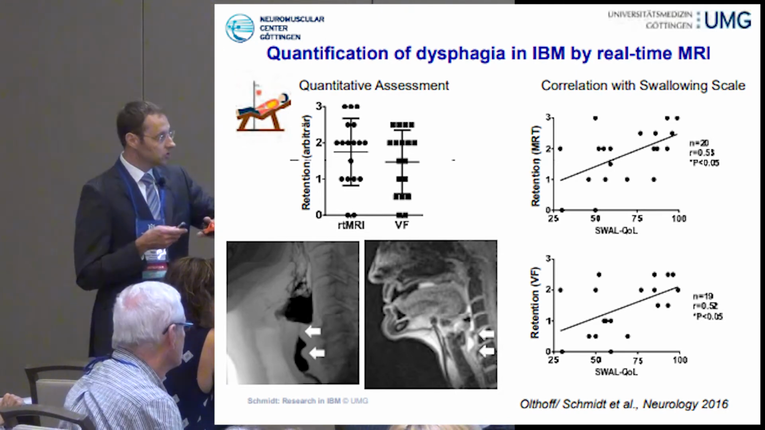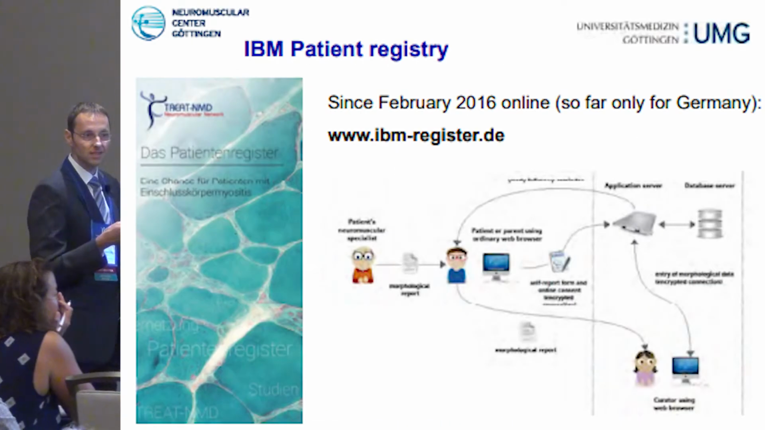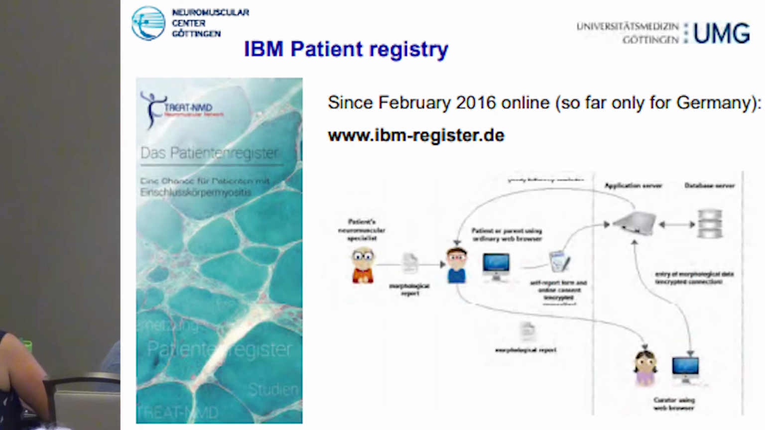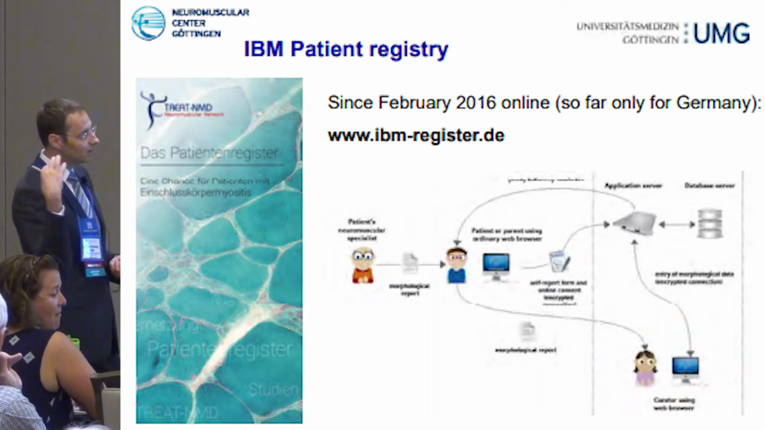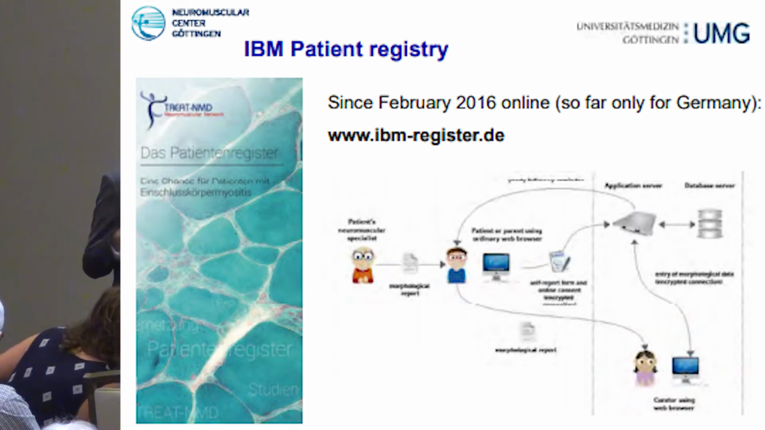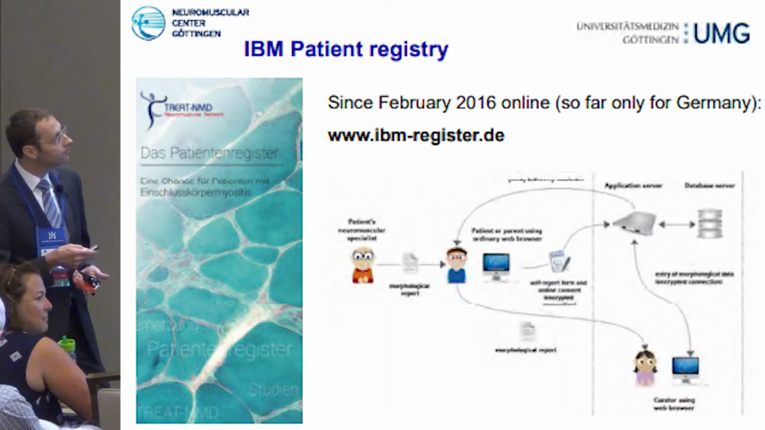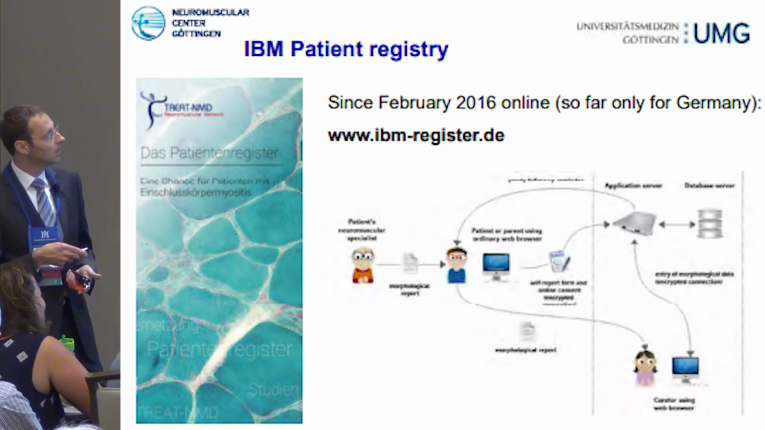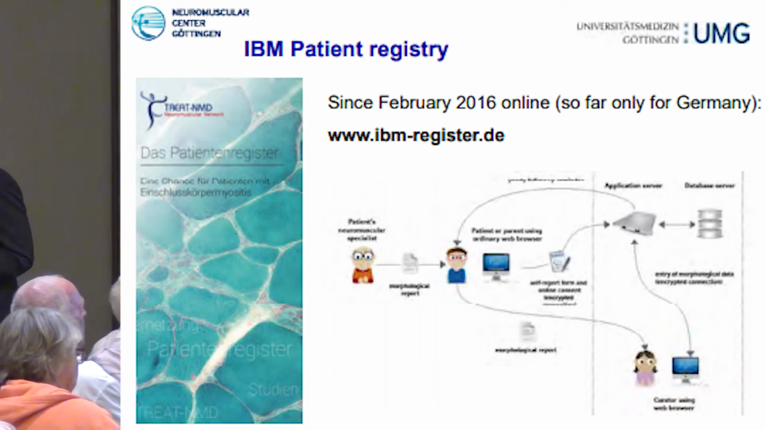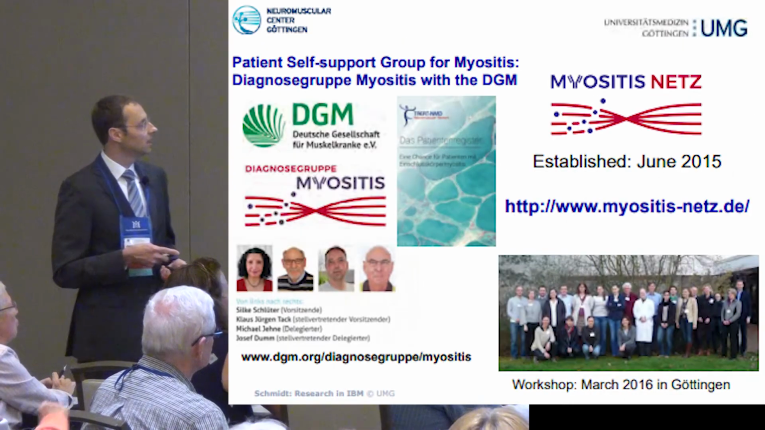Okay. Just briefly, this is a patient registry that we have in Germany, and I think something similar would be good to have internationally. A registry where all of the IBM patients can click on and register themselves. So far this is only in German, but I think we should try to find a way to make it open internationally. And I would just like to point out that we have a myositis group in Germany, so whoever is maybe interested for whatever reason, maybe you travel abroad and you want to make contacts.